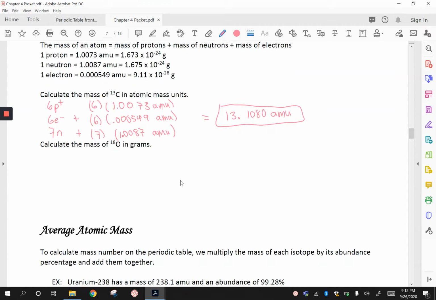So let's calculate the mass of an oxygen-18 atom in grams. Same process, we're going to count how many protons, electrons, and neutrons. Oxygen has 8 protons, 8 electrons, and then 10 neutrons. We take 18 minus 8. So we add up 8 times, and we want it in grams this time. A proton is 1.673 times 10 to the negative 24th of a gram. And by the way, on the test, you do not need to memorize these numbers. They will be given to you. You just need to be able to use them correctly.